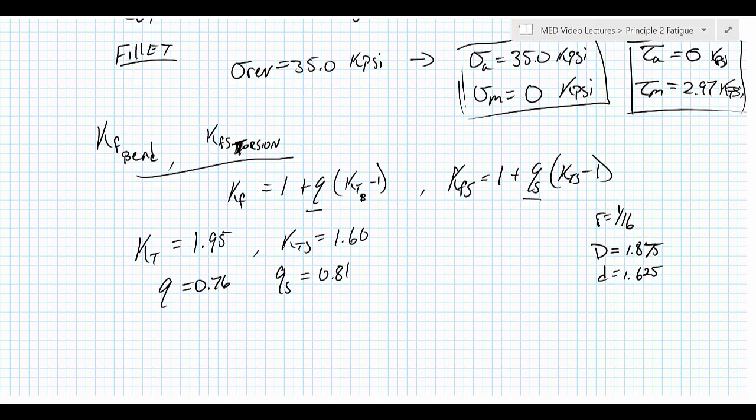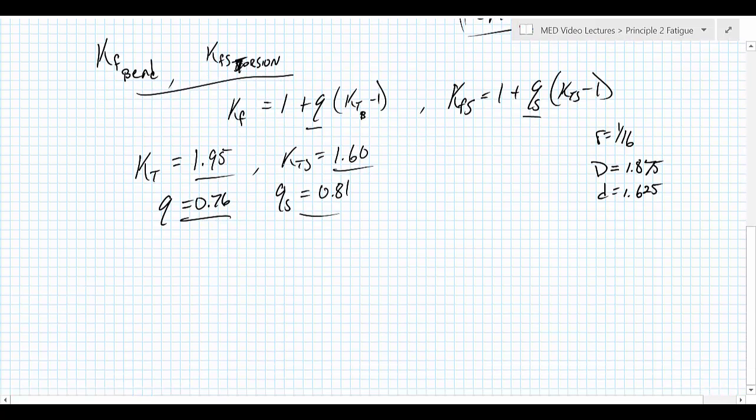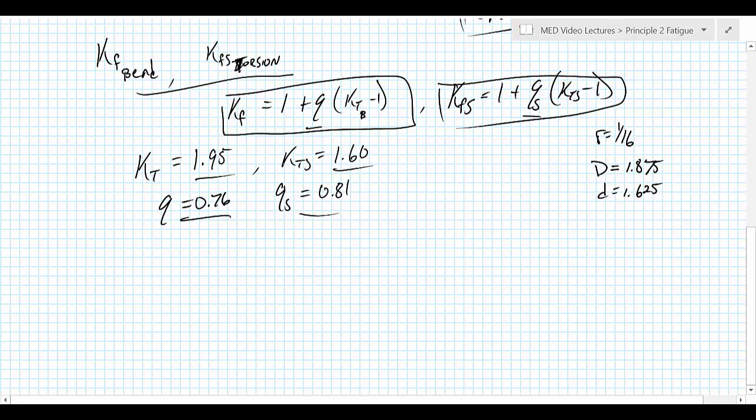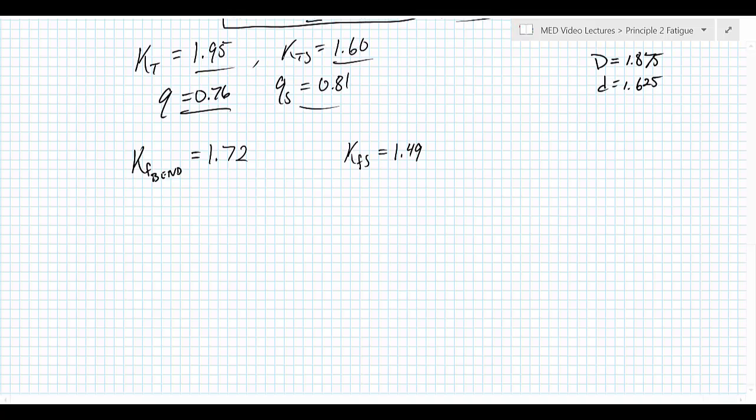So don't be surprised by seeing 10 to 15% error in these answers that you get, largely due to the fact that our Q estimates and our KTs are best guesses off of graphs. All right, so now we know our KT and KF, so we can calculate the fatigue stress concentration factors such that we will have Kf in bending. If you plug all those numbers in, you'll get an answer close to 1.72. And if you plug these numbers in for KFS, for the torsion stress concentration factor, you should get about 1.5. I have 1.49. So these are our stress concentration factors, which we'll now use in our von Mises expression.